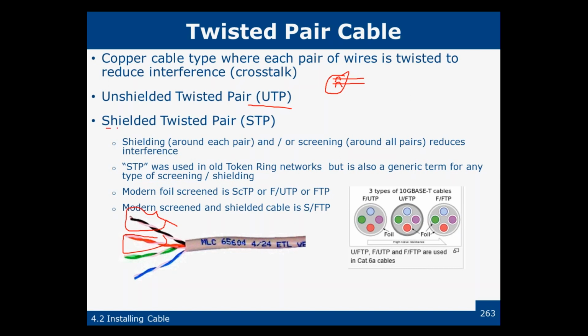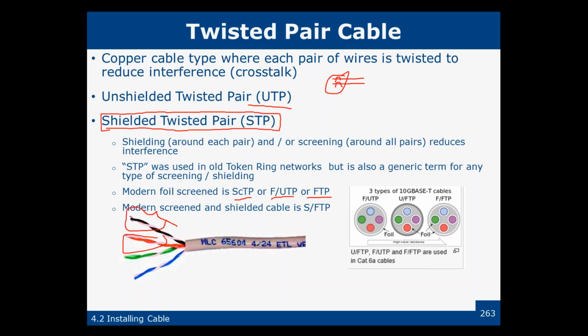Shielded twisted pair in its origin was for token ring, and it actually had a shield around it. The new stuff in the little picture here has foil, and if you see the FUTP or FTP, SCTP, screened twisted pair, all of these are going to have foil around them, and this helps with noise reduction. And noise is the enemy of all of these things when we do that.